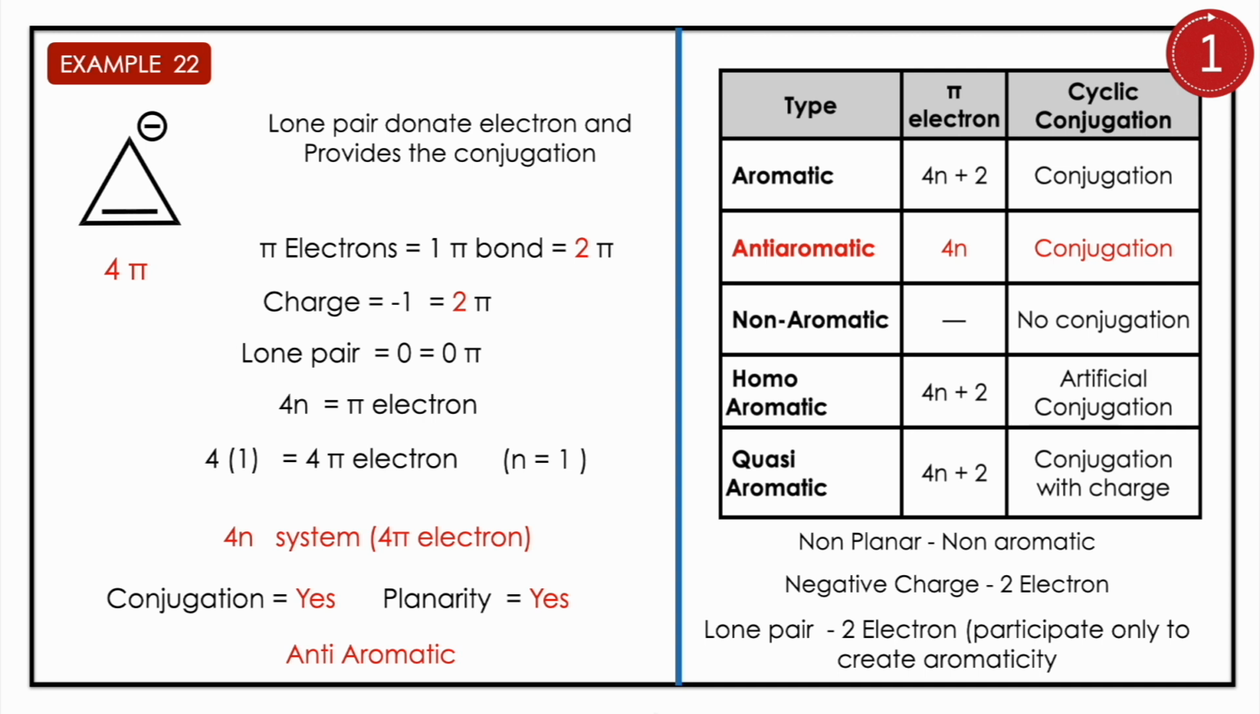So totally 4 pi electrons, meaning it is a 4n system where n equals 1. The system is definitely conjugated because the pi bond and anion can be in conjugation. The anion helps the conjugation. All are sp2 carbons, so the compound is planar. So it is a 4n system, conjugated and planar, so according to the Huckel rule it is an anti-aromatic compound.